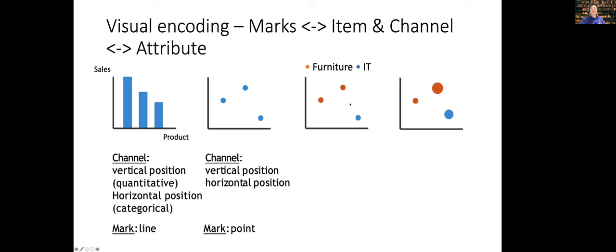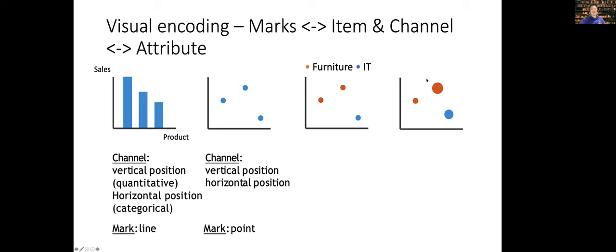Okay, and my question is, what is the item? Isn't it still sales and products? Okay, someone says sales and products. Still a point? No, no, the item is sales and products itself. And someone said point? No, point is the mark. Yes. Products. Very good. The item is sales and products. The point is the mark, and the furniture and IT will be marked as well, I guess. Marked by color. I think the furniture and IT are channels. The item is the category. Okay, very good. I think you actually start to think now.